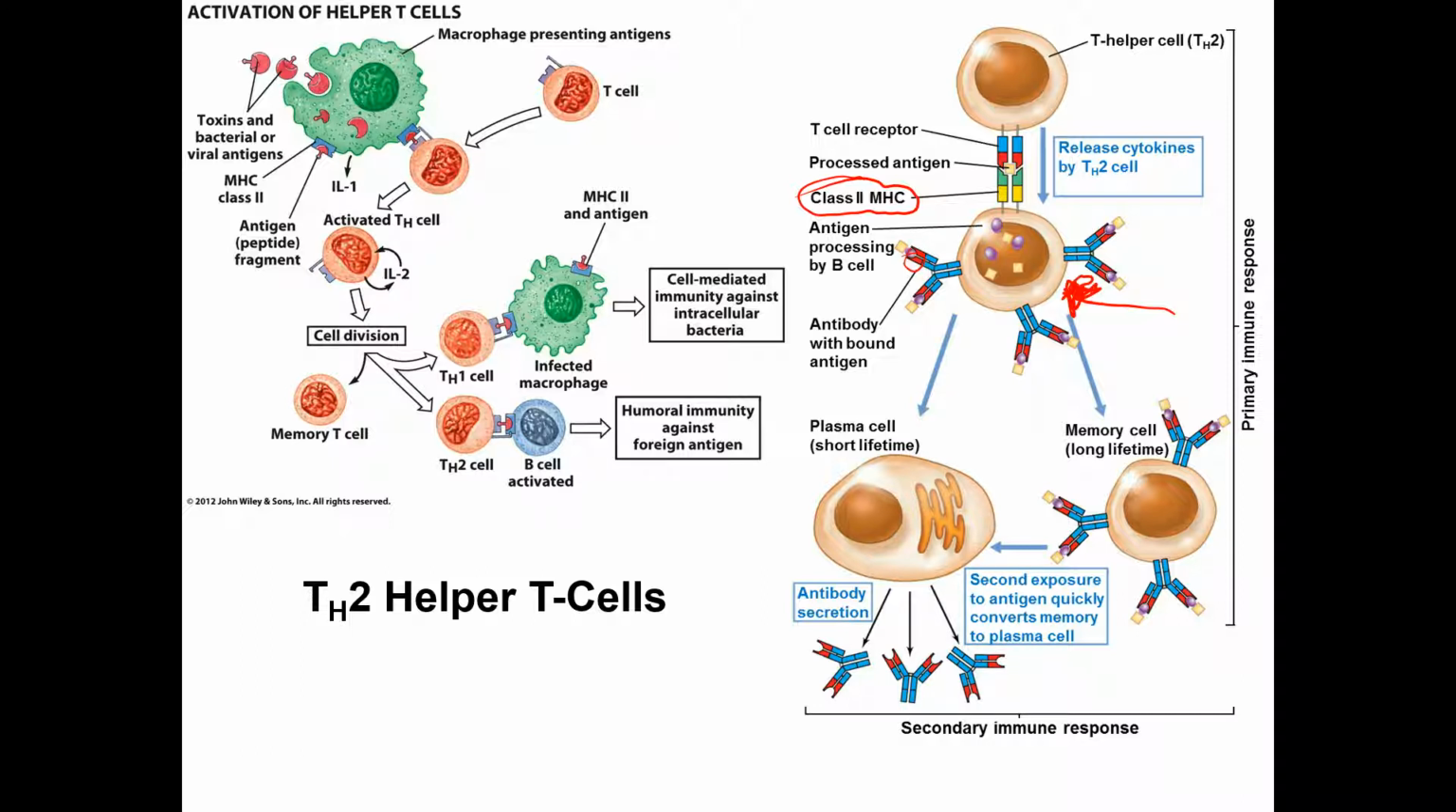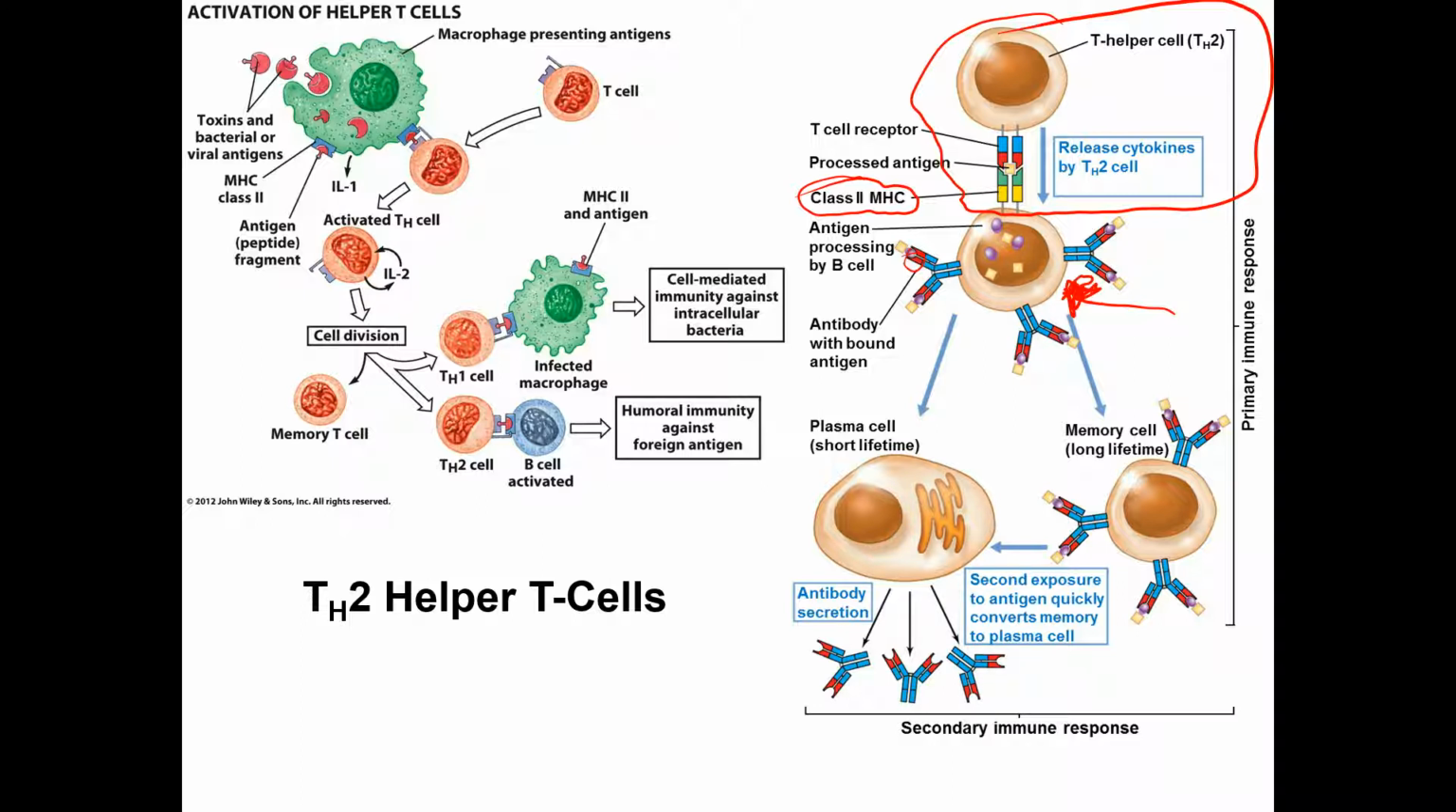It differentiates into a Th2 T helper cell. This Th2 T helper cell receives the appropriate signals to undergo clonal expansion. And one of these clones comes along and interacts with your B cell through its MHC class II surface receptor and the T cell receptor on the T helper cell. You also have your CD4 co-receptors helping to stabilize this interaction.